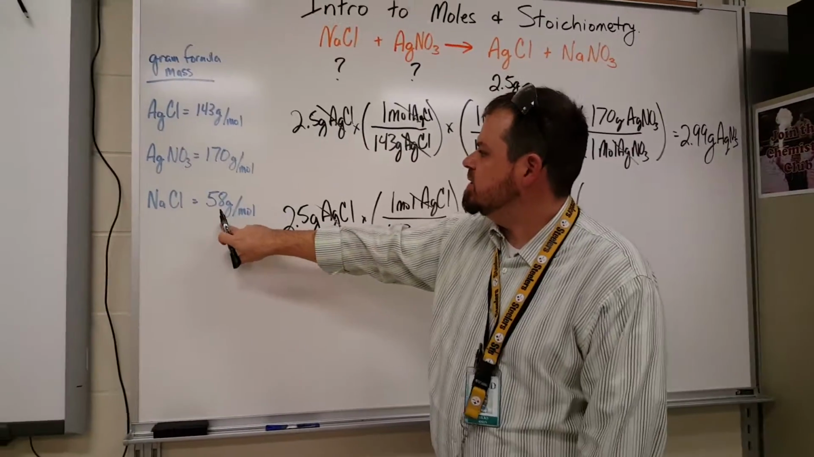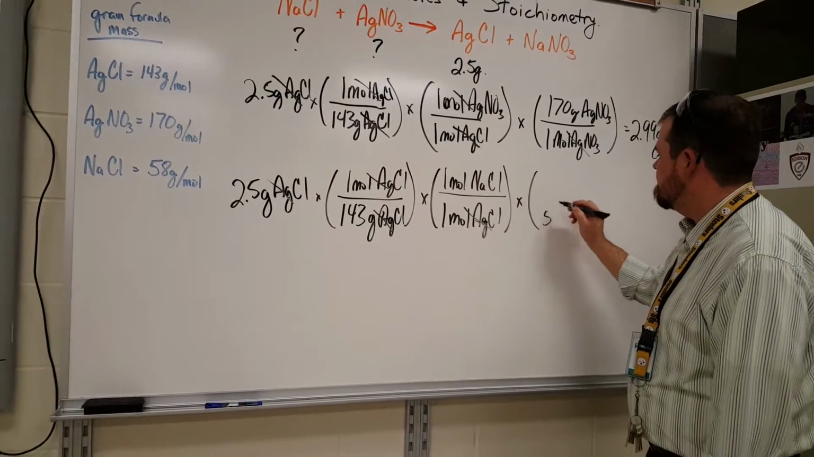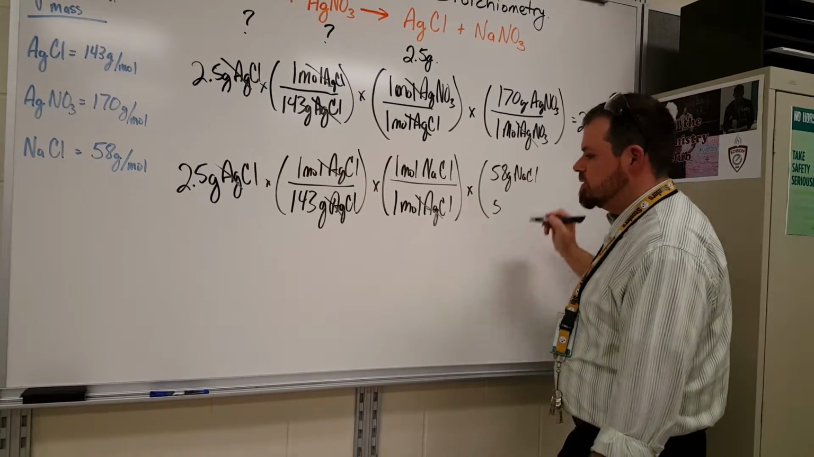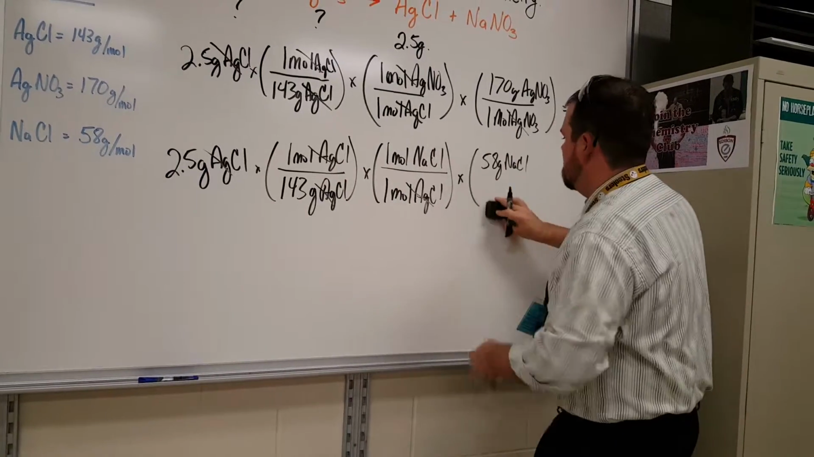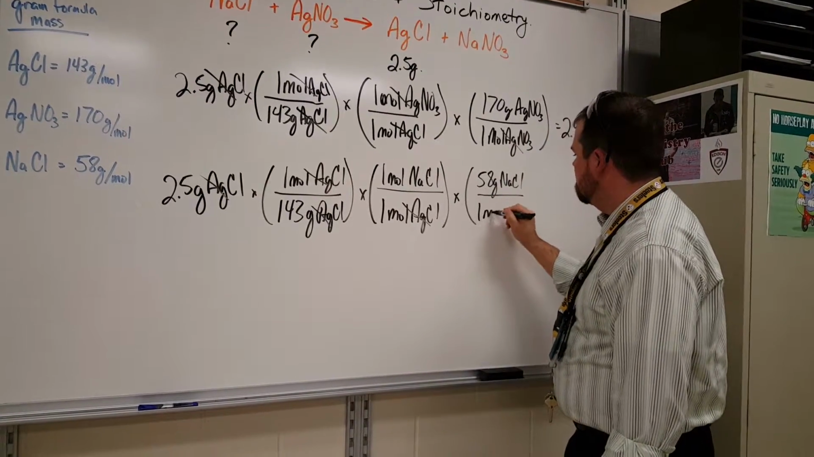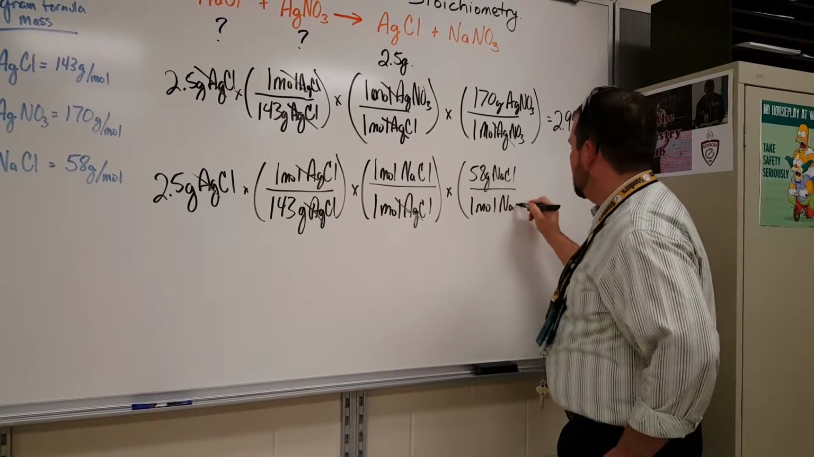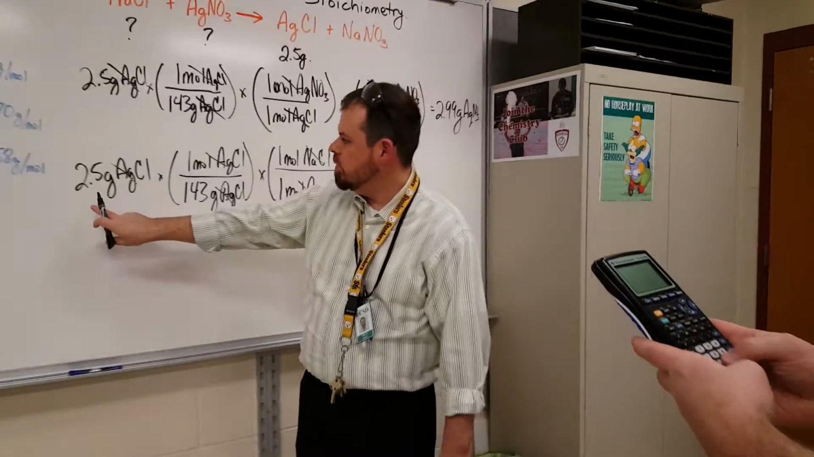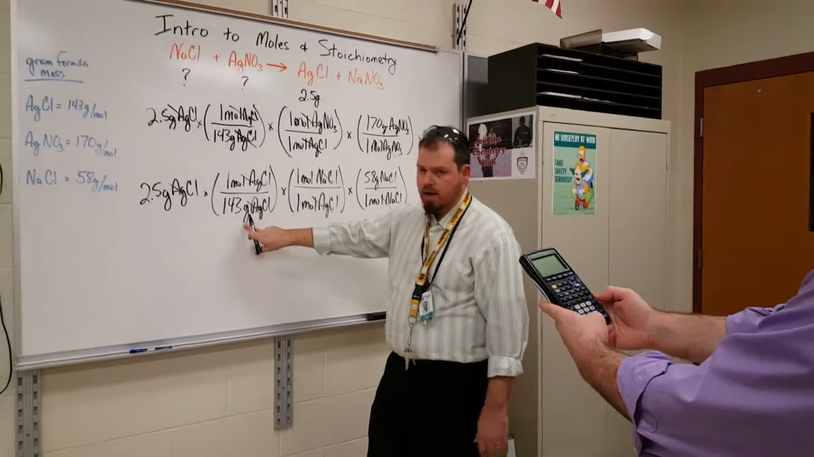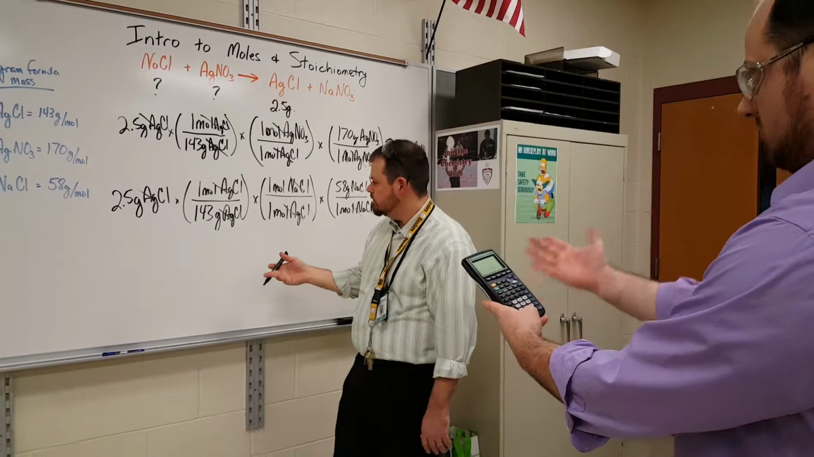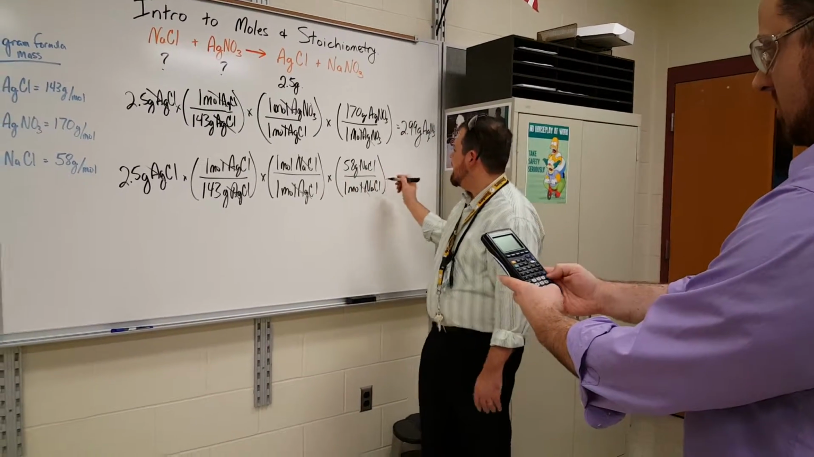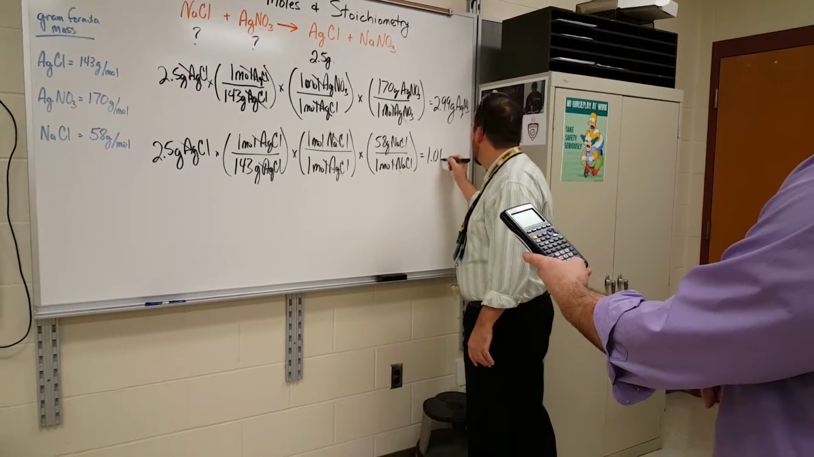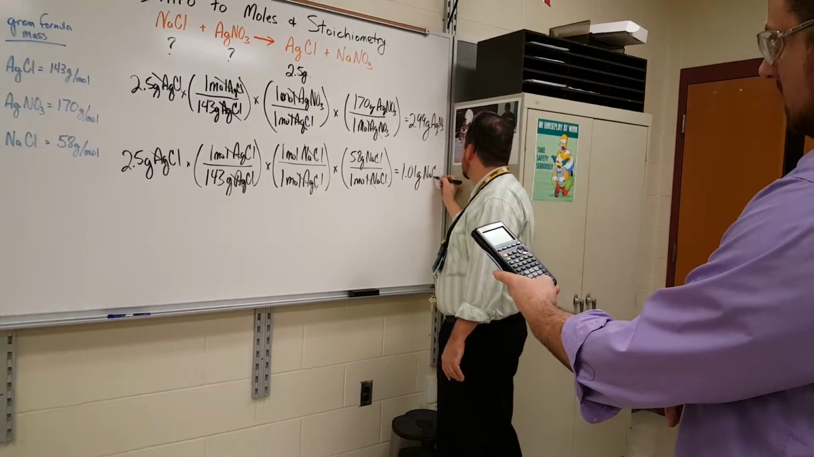I know that sodium chloride is 58 grams per mole, and I'm going to need that on the top. 58 grams of sodium chloride per 1 mole of sodium chloride. Now in our calculator, you at home would put in 2.5 divided by 143 equals 0.017, and then times 58, 1.01 grams of sodium chloride.